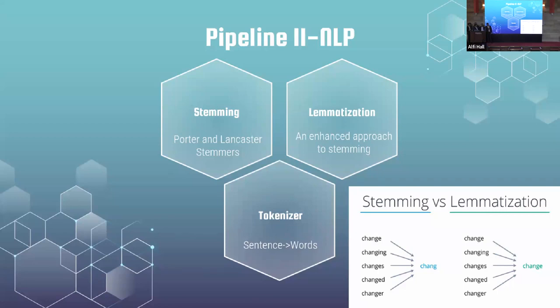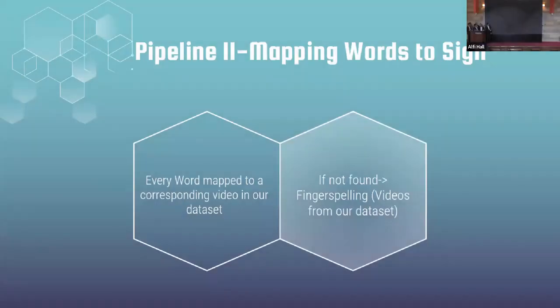And finally, we use a tokenizer to divide the sentence into words so that each word is then mapped to a corresponding sign. The final step is to map the words to a specific sign. So if the word is present in our database, it's mapped to its corresponding video in a dataset.